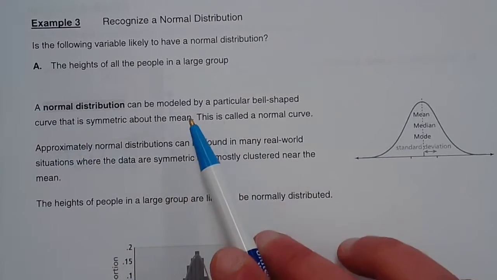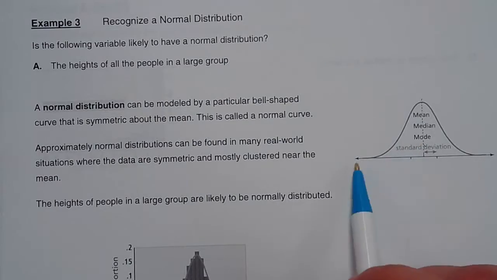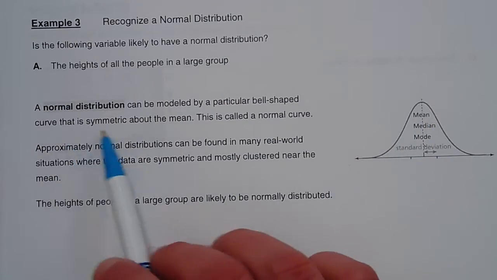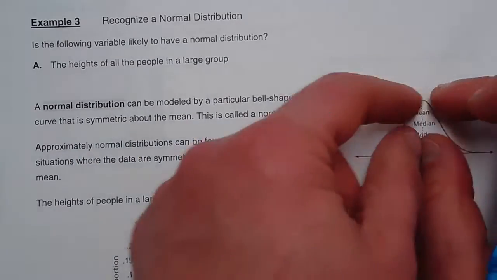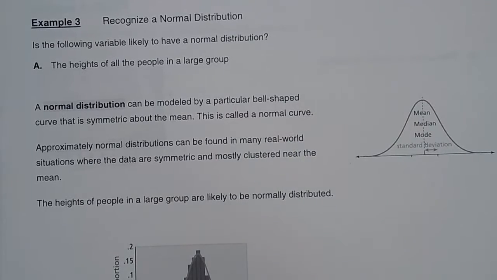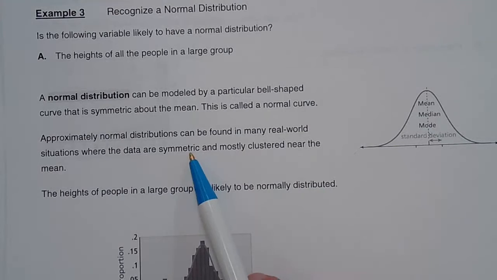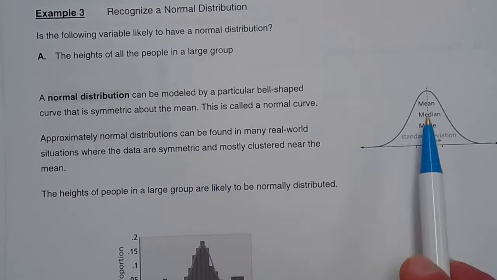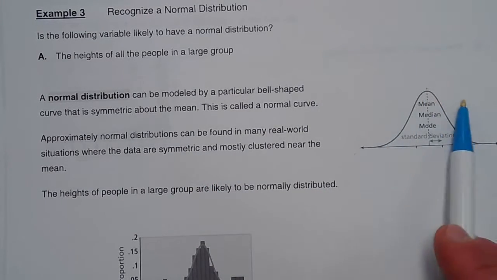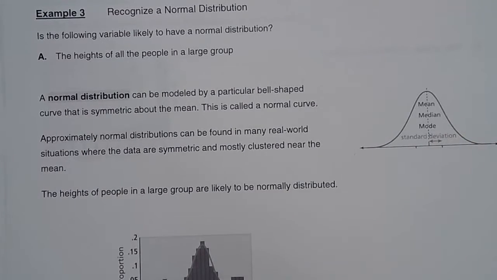So this says a normal distribution can be modeled by a bell-shaped curve, which is this bell shape here, that is symmetric about the mean, meaning it's balanced on both sides. This is called a normal curve. Approximately normal distributions can be found in many real-world situations where the data is symmetric. So remember, symmetric just means it's equal, identical on both sides. So your skewed left and skewed rights would not be symmetric, but your normal or uniform data would be.